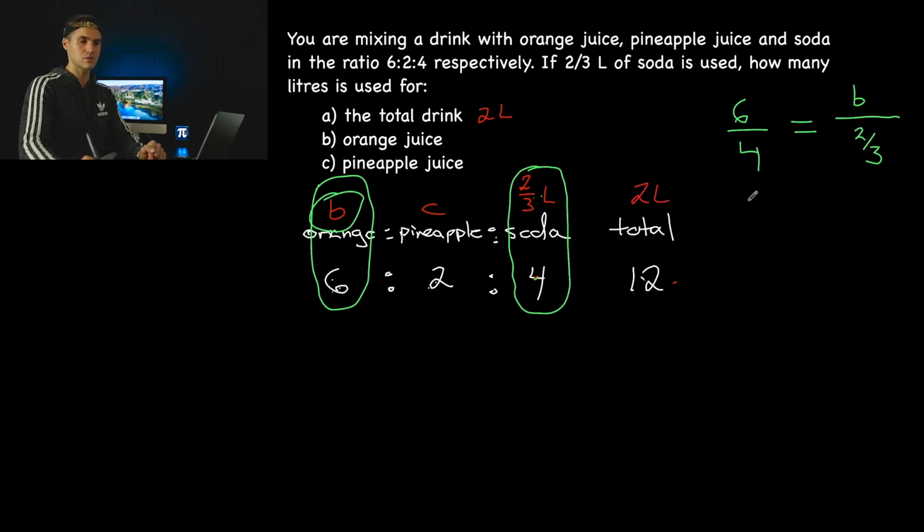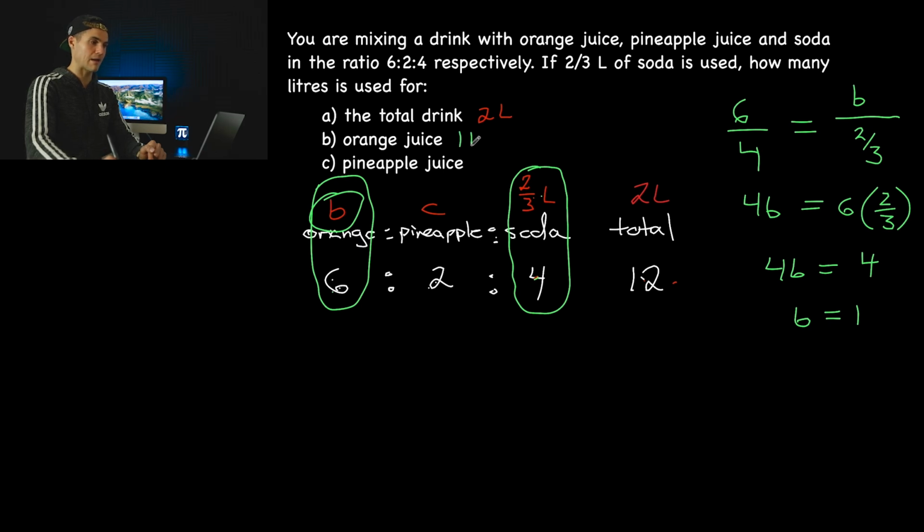And so what we could do from here, again, cross multiply. 4B, 6 times 2/3. 6 times 2/3 is what? 4. You got 4B, so that means B is equal to 1, right? So that means there's 1 liter of orange juice that is used. So that's one way to do it.